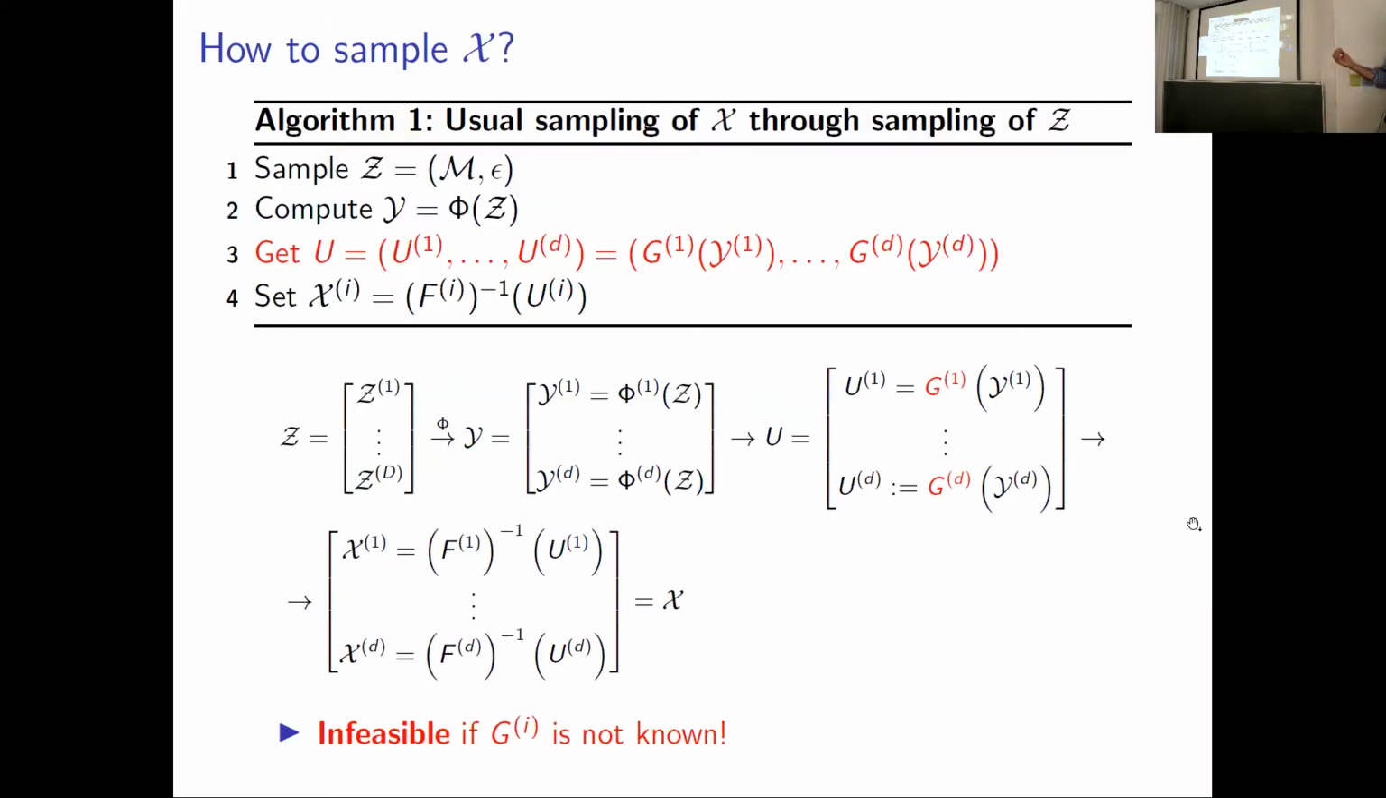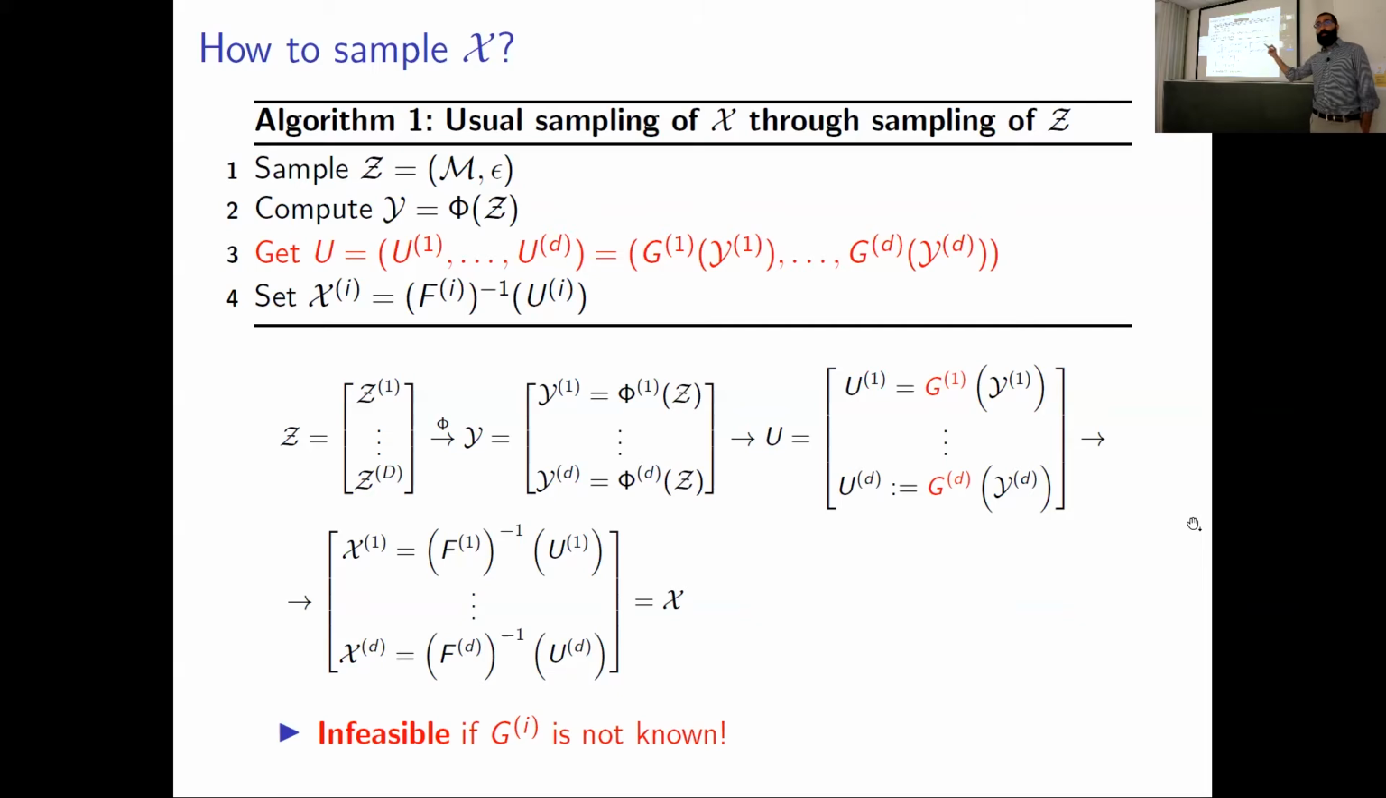So how would be an algorithm to sample from X? It would be very simple if we had access to the marginals of Y. So the algorithm would be this. You sample Z, which is the idiosyncratic factors epsilon and the factors M. You compute Y, which is a transformation of these. For example, in my example, it was M plus epsilon for each one of the components of Y. So my phi function is very simple.